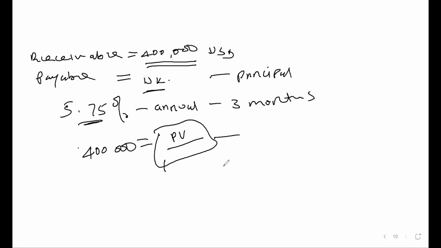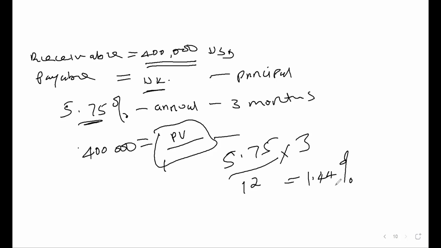First of all, let's deal with the rate. What rate are we going to use? Remember 5.75, you have to divide by 12 to get rate per month, then multiply by 3. Because we cannot use 5.75, that is for 12 months. So you divide to get per month and multiply by 3. So what is the borrowing rate? 1.44. So that is our borrowing rate.